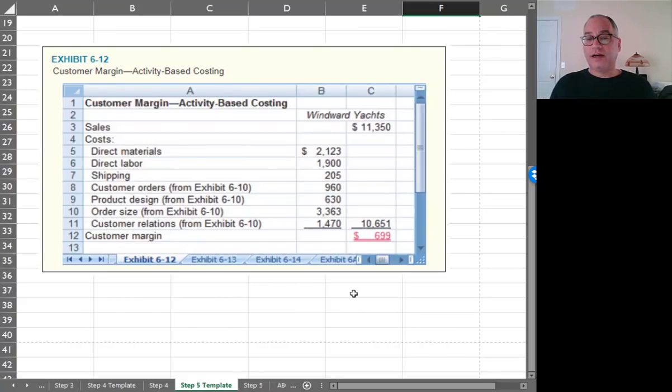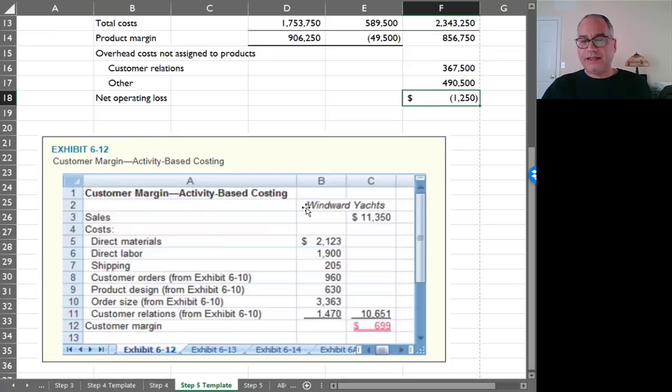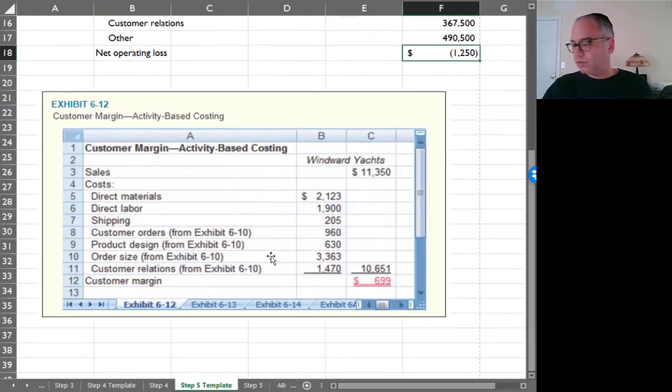Another thing you can do here, and this would be part of step 5, is to compute your margin by customer. The book doesn't really give you a lot of background to do this. It just sort of springs this on you, but it's good to look at. They looked at one customer, Windward Yacht. And for this customer, they looked at what they bought, what the sales were from those sales, obviously, the materials, labor, and shipping. And I think the cost per customer order was, it looks like they had 3 orders.